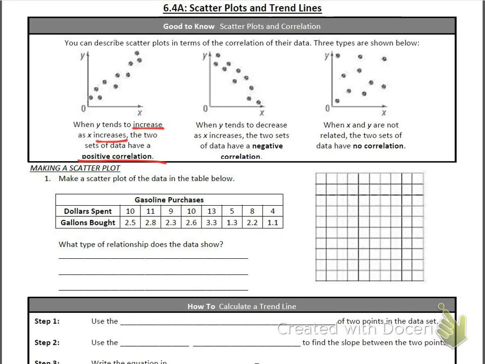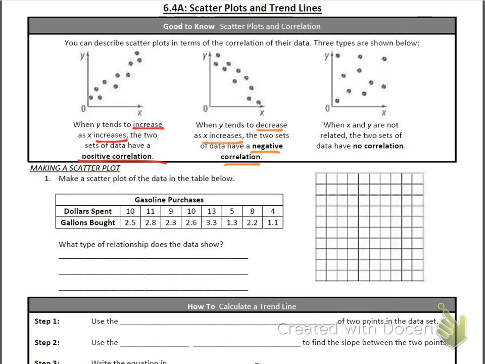A negative correlation is when y tends to decrease as x increases. So as x gets bigger, your y is getting smaller. That is a negative correlation. So the hard thing that you guys need to make sure you get out of your head is that negative equals bad. In this case, negative does not equal bad. It just means that one of your data points is decreasing as the other one increases.